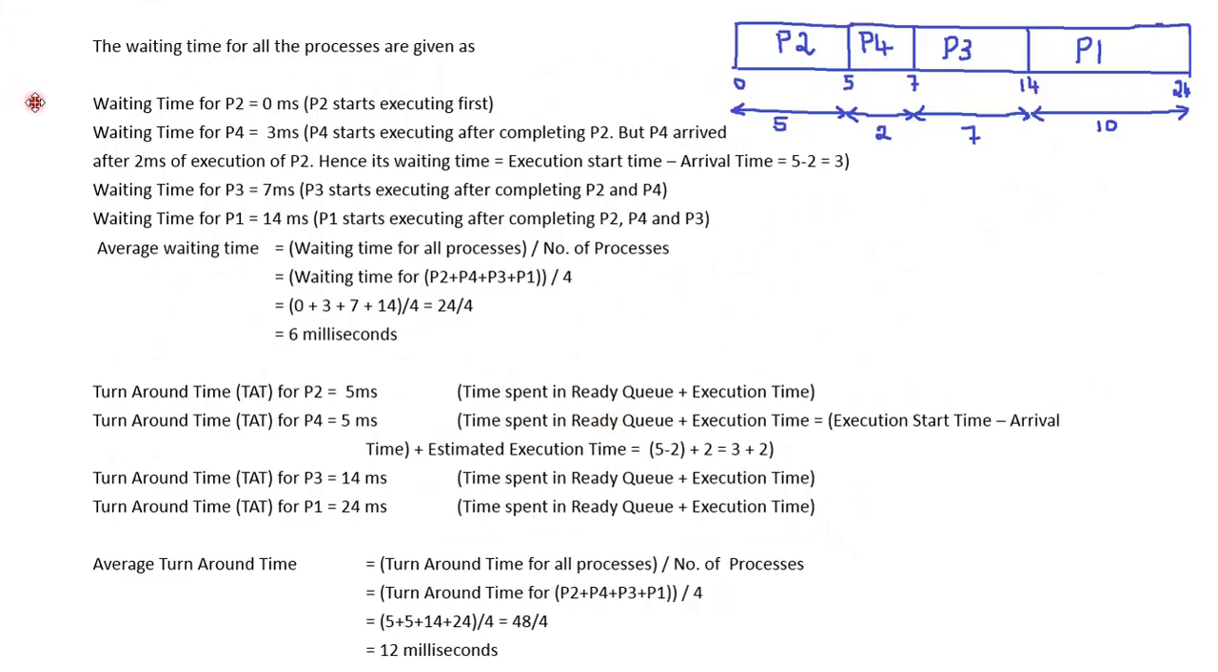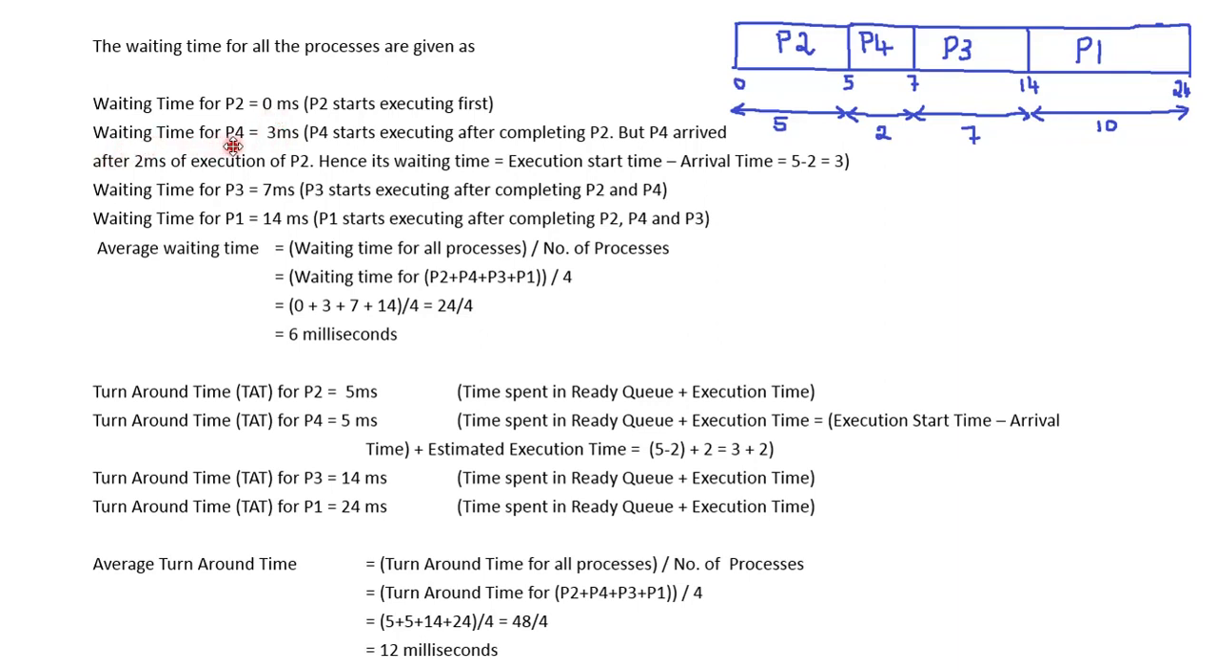So the calculation: waiting time for P2 is 0 millisecond because it is readily taken up by the processor. It will not wait in the ready queue as that is the first process for the execution. So waiting time for P2 is 0 millisecond. P2 starts executing first. That is the reason. All the reasons are given in the brackets. What is the reason behind this particular value here?